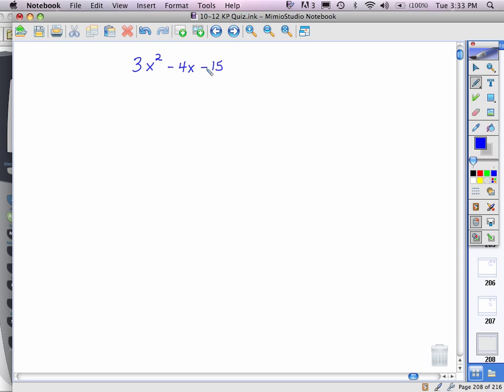Now, if you would like to review these two problems, you can rewind at any point. Our final problem is 3x squared minus 4x minus 15. If you'd like to try this one on your own, you can pause and then you can press play to see if you got it right.